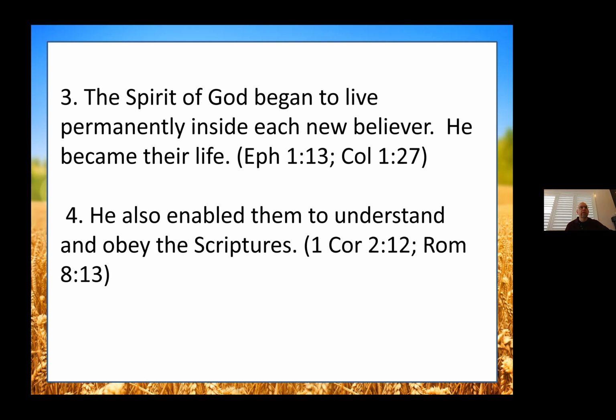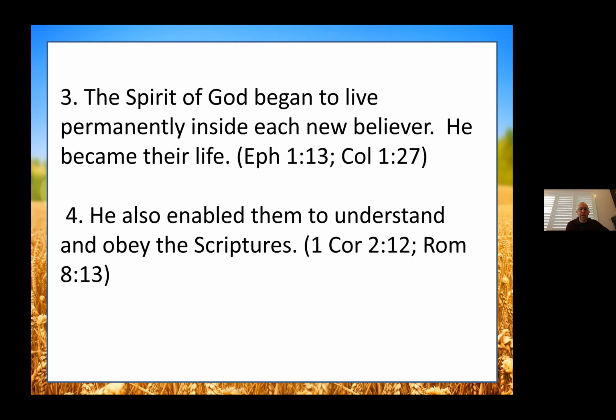And the seal in those days meant that you belonged to that person. The seal indicated ownership. And if God sealed us by the Spirit, that means we now belong to God. I belong to God. And so the Spirit of God came to live in permanently. In fact, in Romans 8, we won't turn there, but Paul says, if you don't have the Spirit of God, you don't belong to Jesus Christ. The Spirit of God permanently lives inside every believer. And that's how he can work.